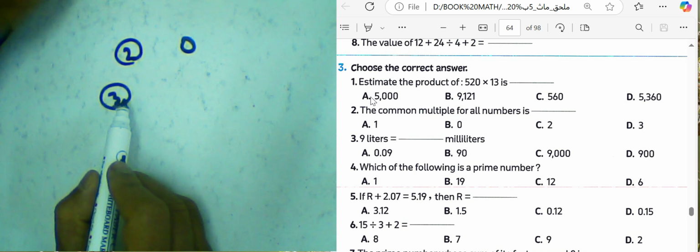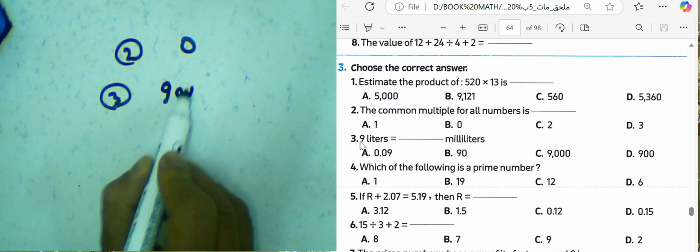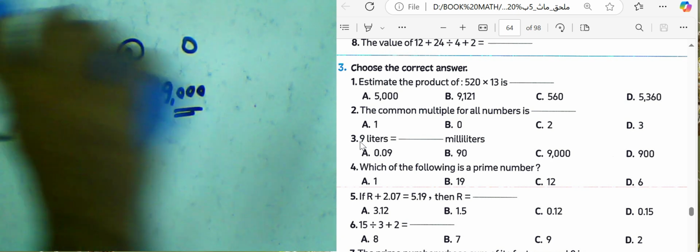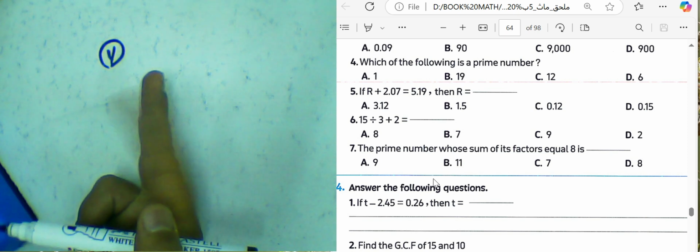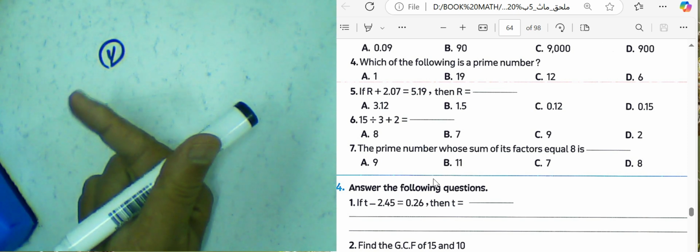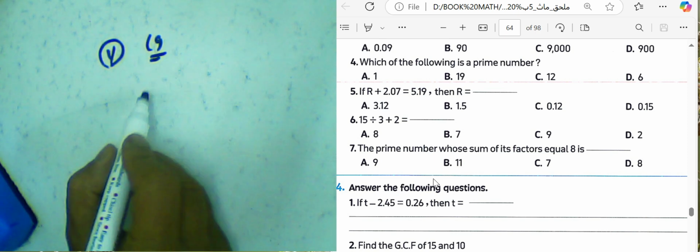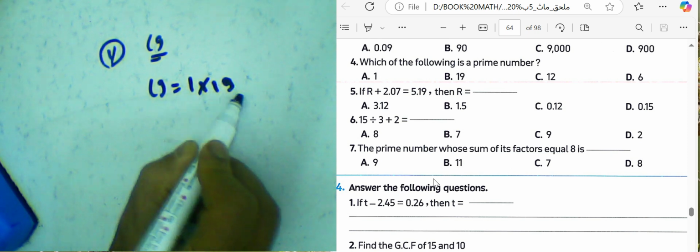Question number 3, 9 liters equal 9000 milliliters. Question number 4, which of the following is a prime number? A prime number means a number that can be divided by itself and one only. Each has two factors. Any prime number can be divided by itself and one only. So we must choose 19. 19 is a prime number because 19 equals 1 times 19. It was question number 4.